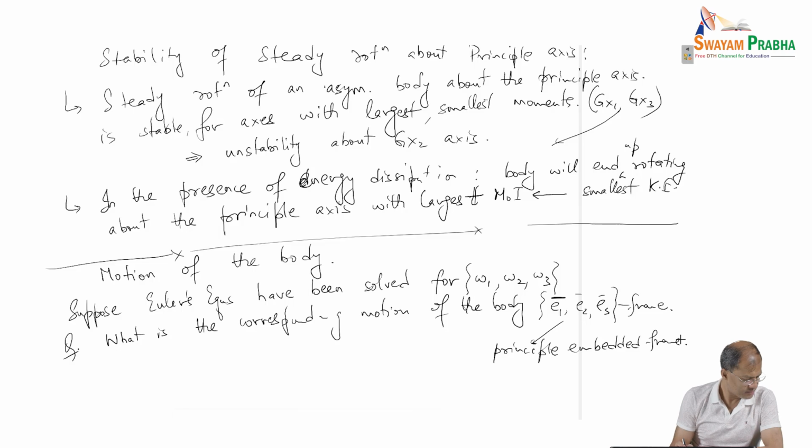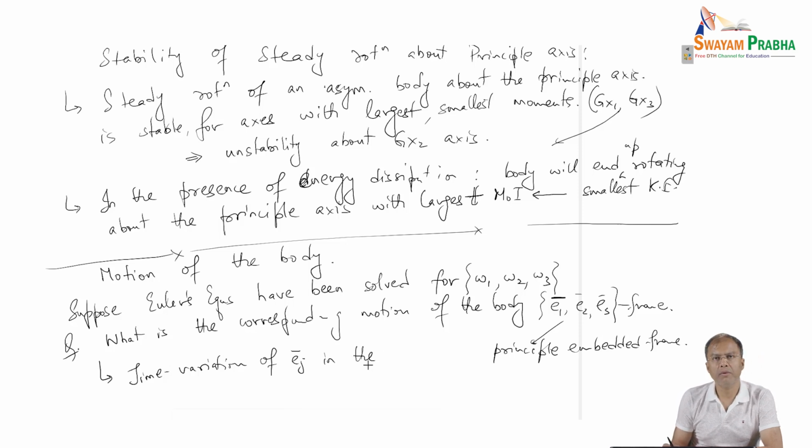Okay, so we see that if we were to find the time variation of the Ej in the inertial frame, right? Inertial frame implying the fixed frame. In the inertial frame, Ej dot is omega cross Ej, and if we were to expand this vector equation, we will end up with three equations.